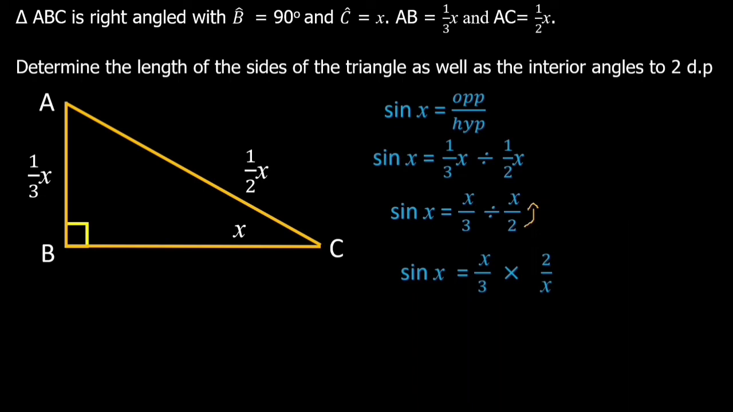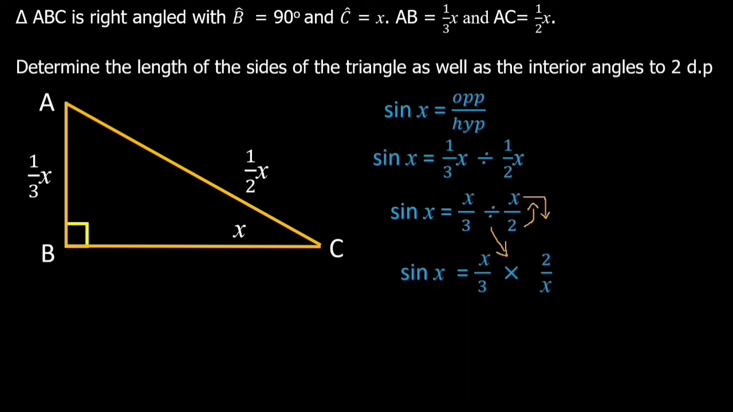So the denominator becomes the numerator, and the numerator becomes the denominator, like that. And then change the division sign to multiplication. Now we can easily multiply. We can even say 2 times x over 3 times x.